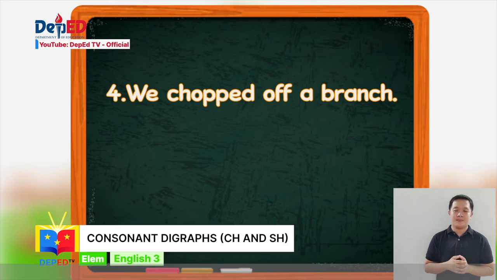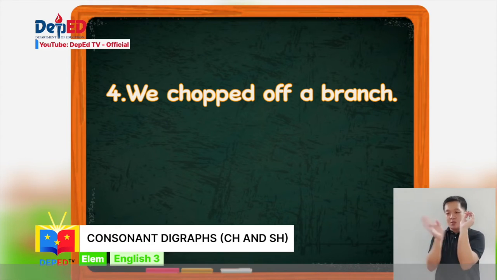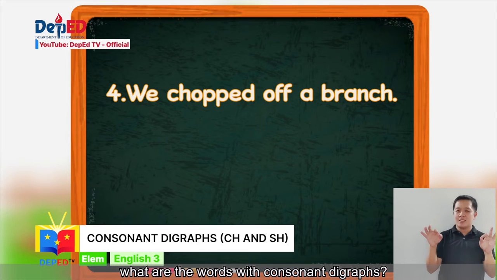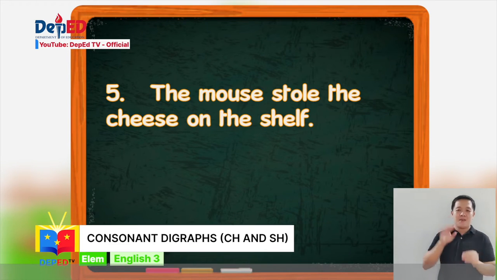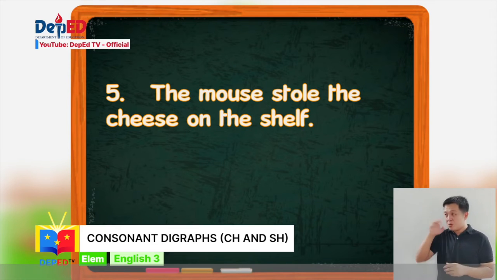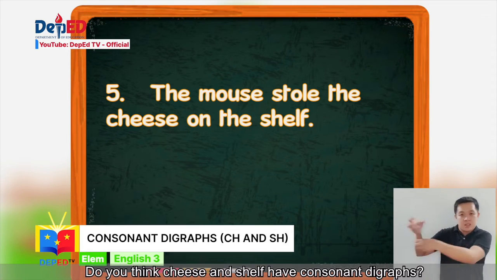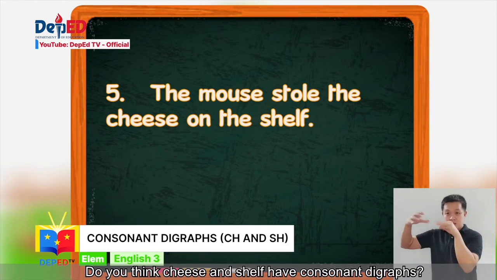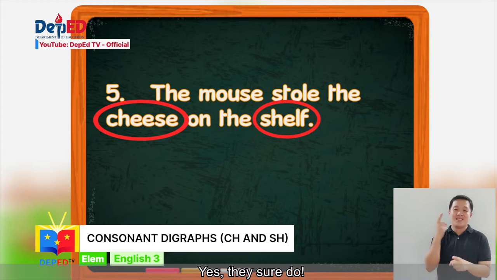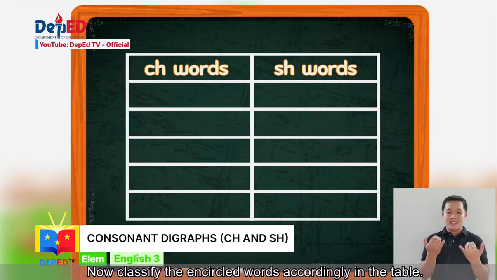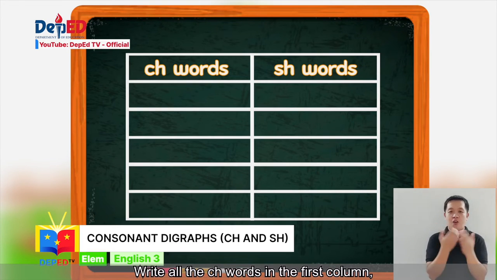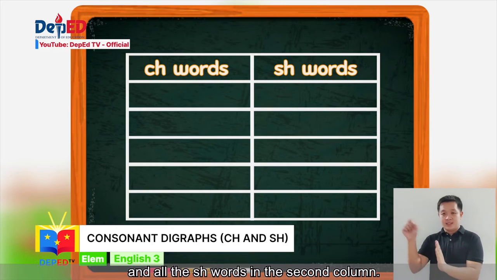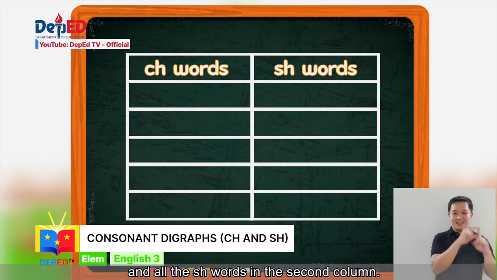Number 4. We chopped off a branch. In this sentence, what are the words with consonant digraphs? Chop and branch are correct. Number 5. The mouse stole the cheese on the shelf. Do you think cheese and shelf have consonant digraphs? Yes, they sure do. Now classify the encircled words accordingly in the table. Write all the CH words in the first column and all the SH words in the second column.